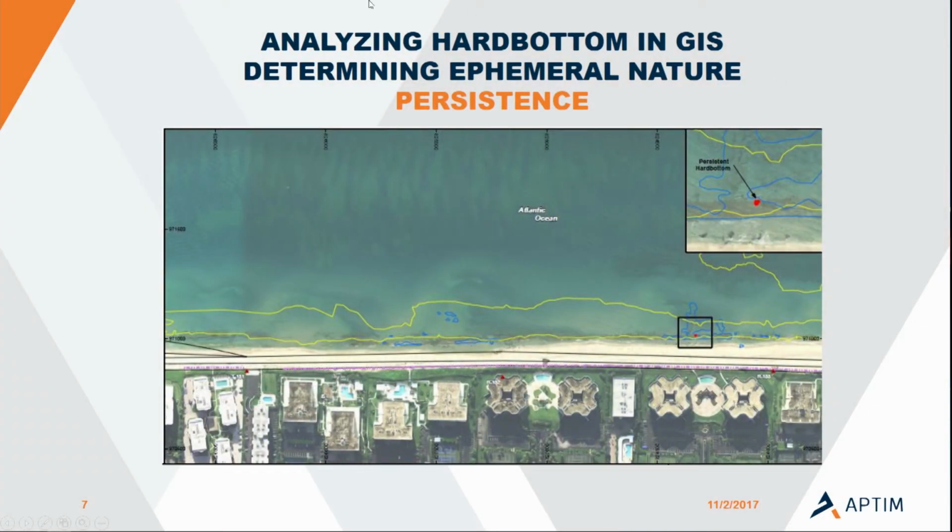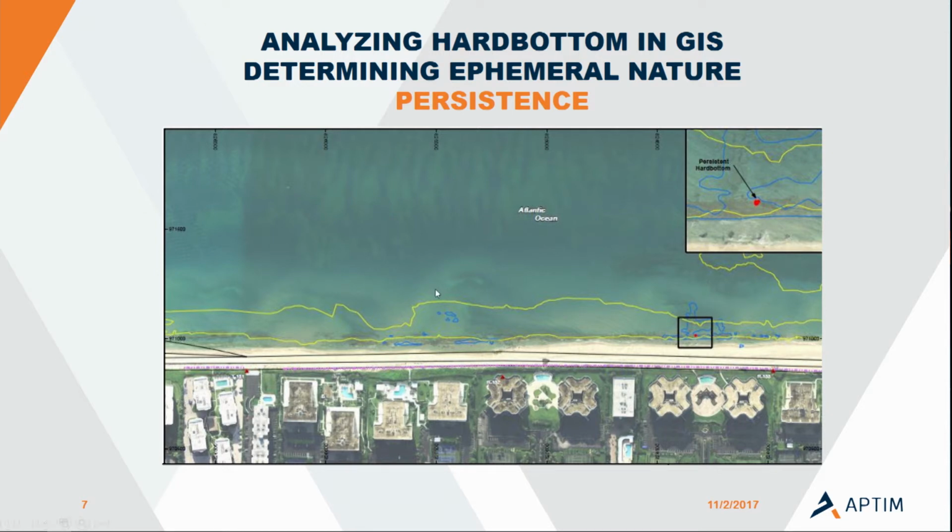Depending on the area of where you are on the continental shelf, the ephemeral nature is highly variable. It has to do, again, with the wave action as well as sediment transports through currents. So in the example I'm about to show you, this was an analysis of 10 years of hard bottom. And you can see this little black box here and that little red dot. That is the only area of consecutive persistence we had.